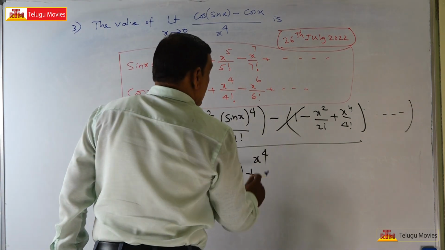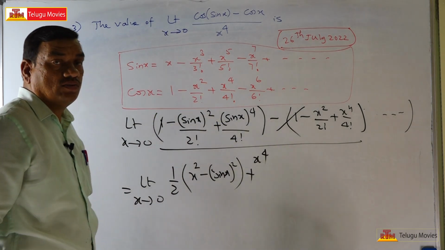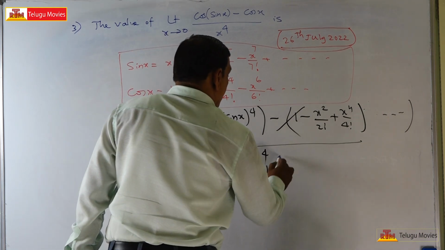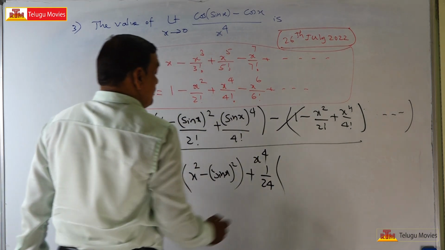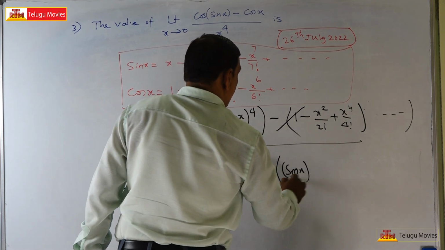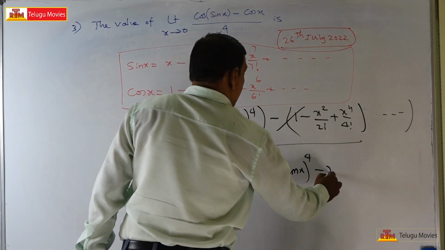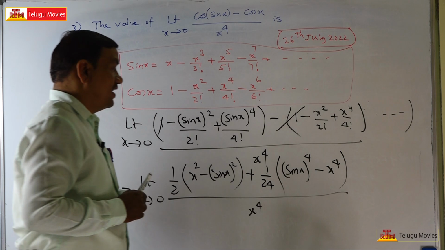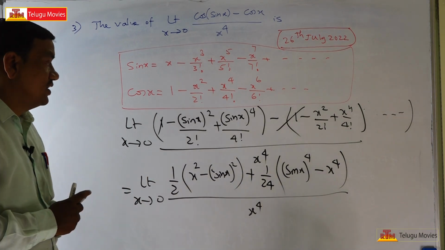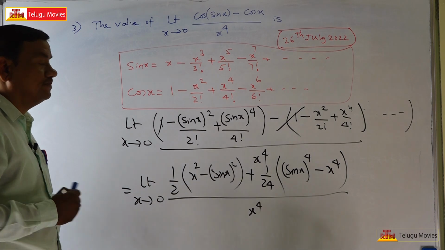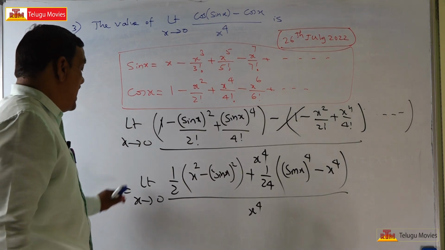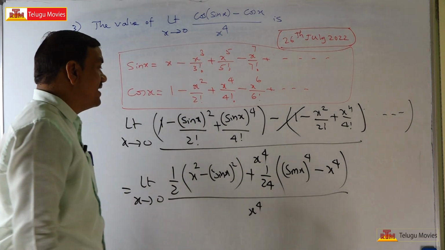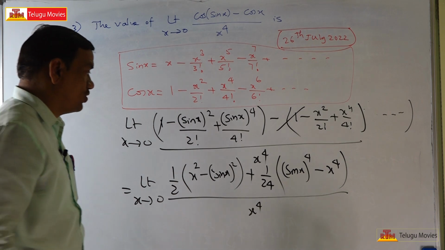Again plus 4 factorial means 4 into 3 into 2 into 1, that is 24. So 1 by 24 into, so here plus will be there. So this is equal to sin x whole to the power of 4 minus x to the power of 4, whole divided by x to the power of 4. Understand this? Okay. So if you observe, as limit x tends to 0, here 1 by 24 times sin x whole to the power of 4 minus x to the power of 4.